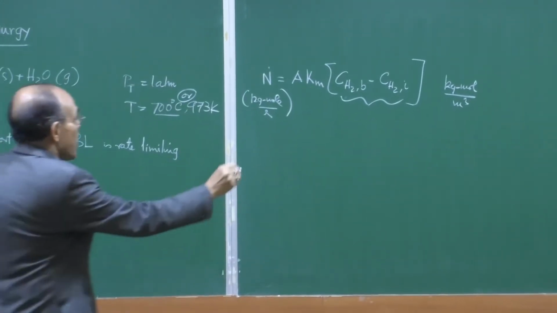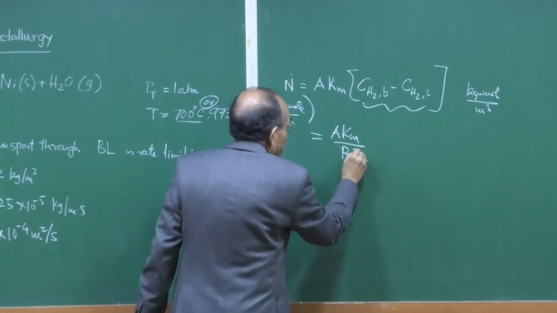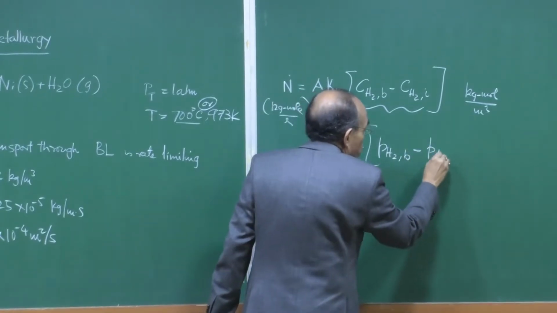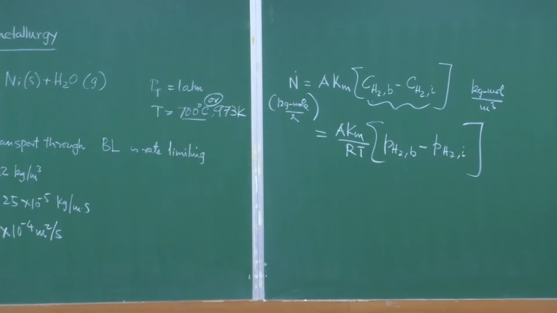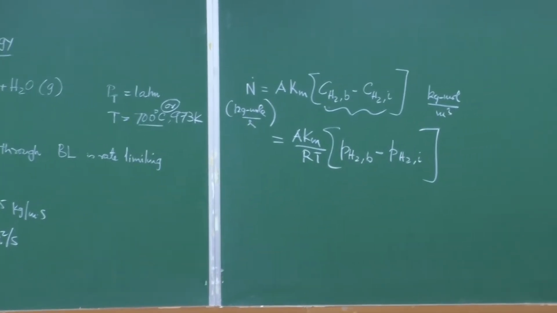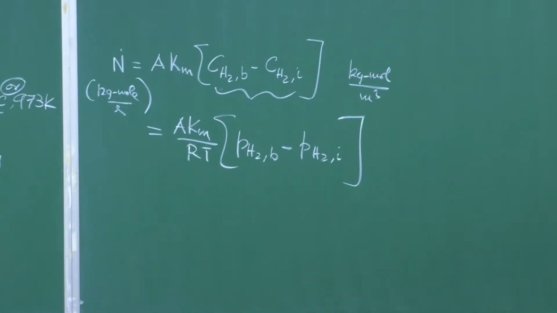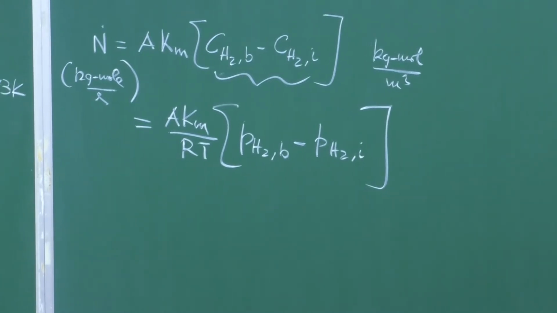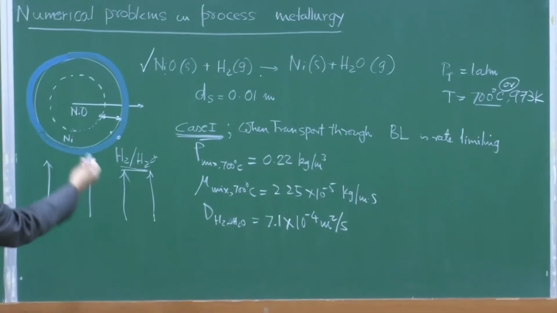And we can now convert this, using the ideal gas law, as pH2 in the bulk minus pH2 at the interface. PV is equal to nRT, or P by RT is equal to n by V, the number of moles divided by volume, which is kg moles per meter cube. It is also given that the bulk concentration, this mixture, what is the ratio of the concentration.